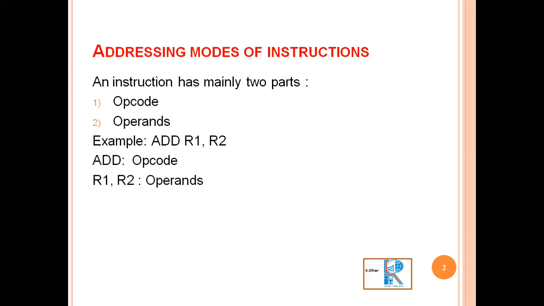Now you know what R1 and R2 are. R1 and R2 are registers, names of some registers. That means it is nothing but the address of the register. If I know the address, we can do the add on R1 and R2. That means in this instruction, the data stored in register R1 will be added with the data stored in register R2, and the final result will be stored in register R1. This is the meaning of the instruction. Here, add is the opcode and R1, R2 are the operands.